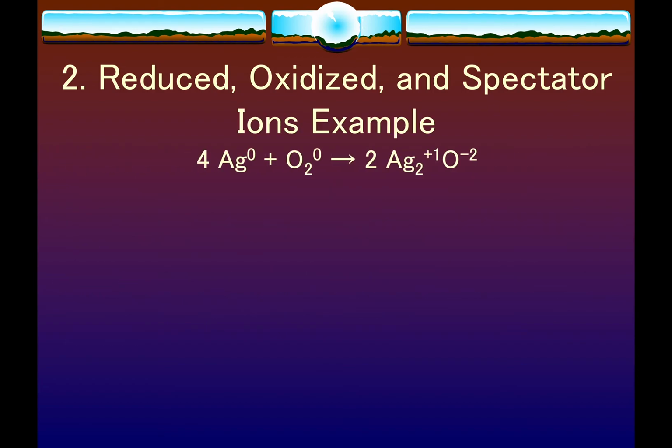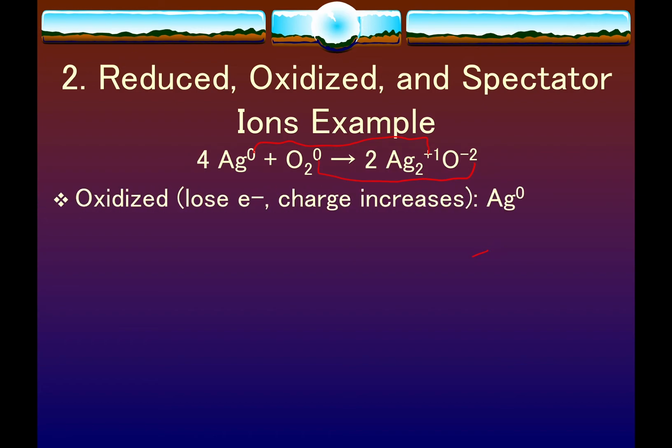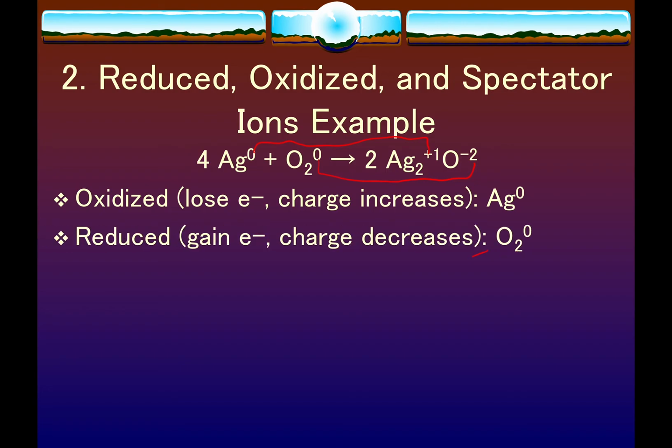Here's an example. What's oxidized, what's reduced, what is the spectator? Feel free to pause the video and try this before the answer is revealed. Again, we want to start with our species here, a 0 to a +1 and a 0 to a -2. Silver, Ag0, is going to be oxidized. It goes from a 0 to a +1. It's getting more positive, therefore it's got to be losing electrons.